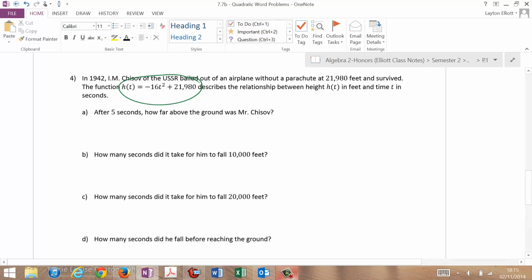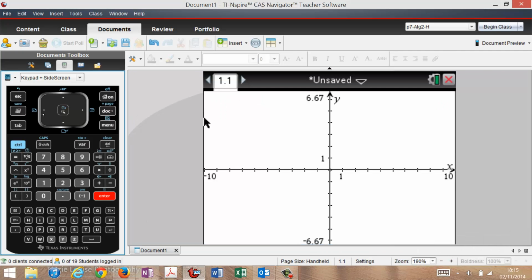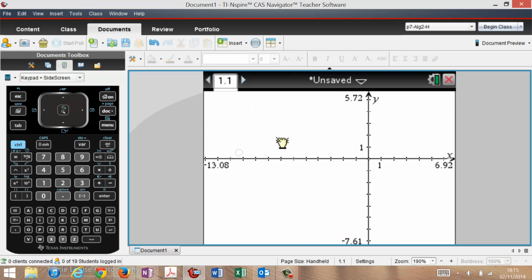But here's his arc function. So I'm going to take that and plug it in. Negative 16t squared. I'm going to pause this while I do it. Okay, so I actually put that in. And as you can see, I can't see anything. That's because my y is not nearly high enough. My y-intercept is 21,980.